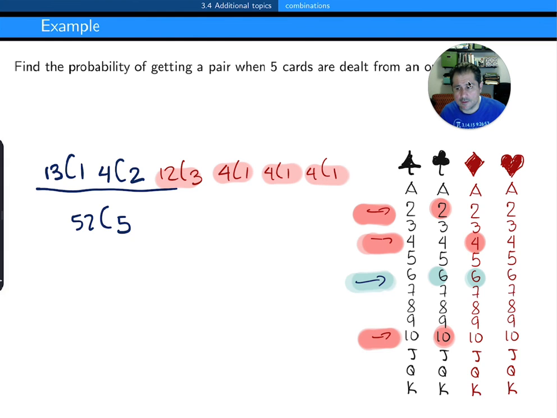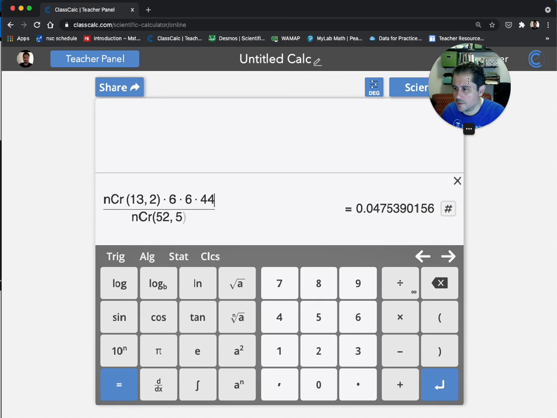All these numbers are easy, right? Well, no, 12C3 might be the hard one. 13C1 is 13, 4C2 is 6, and 12C3 is 12 times 11 times 10 divided by 6. 4C1 is 4, 4C1 is 4, 4C1 is 4. So let me write them down to figure out what this is. The denominator is the same, and the only one I need to calculate is 12C3. Okay, let me write this down.